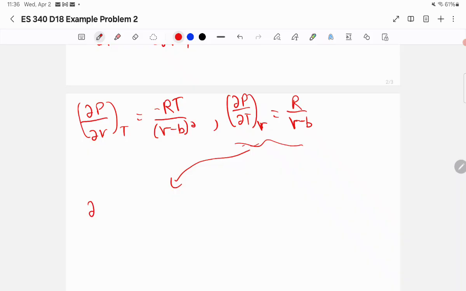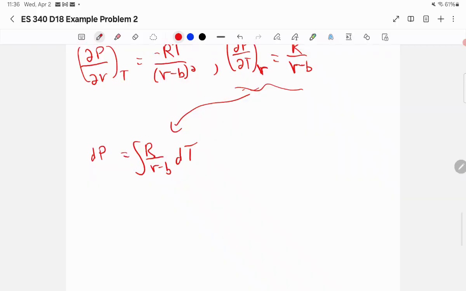So basically, the idea here is I notice that I'm holding V constant, and that's going to be a key part of this. But I can take this dP and set it equal to the integral of R over (V minus b) with respect to T.